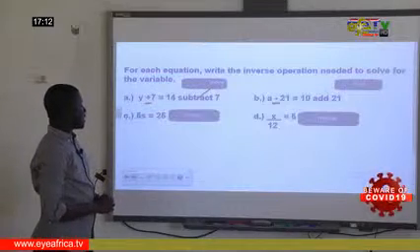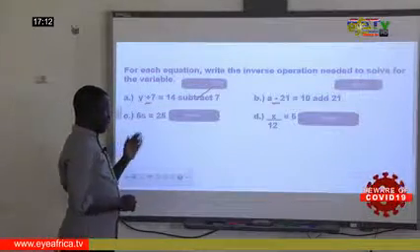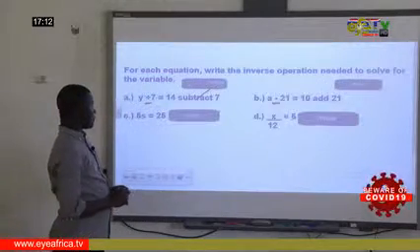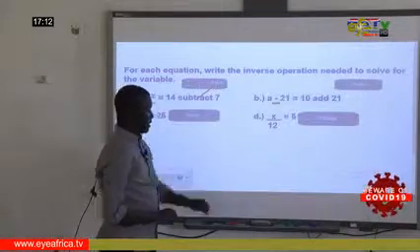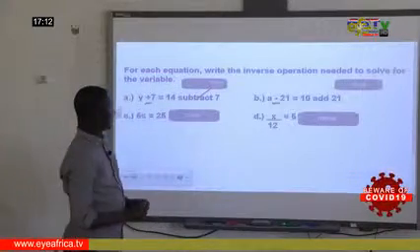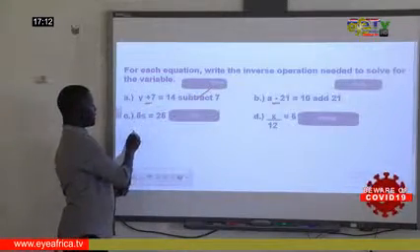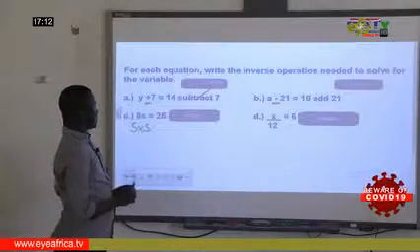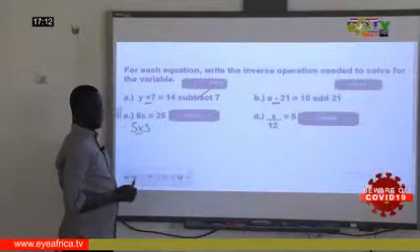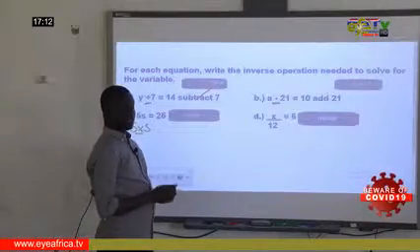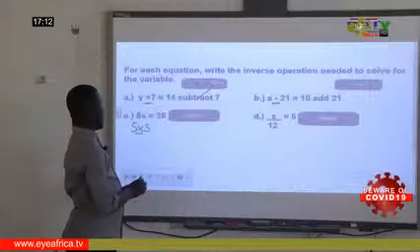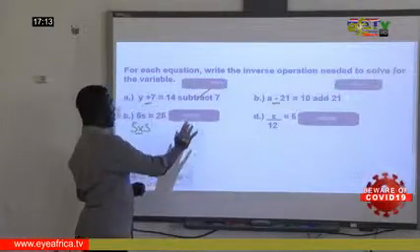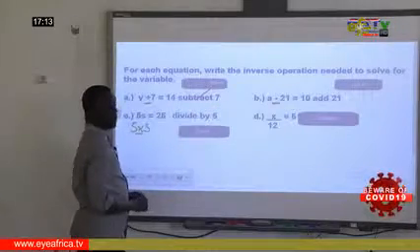C, 5s equals 25. Our equation here is 5s equals 25. For us to isolate our variable s here, we need to know the operation that we have here. 5s means 5 times s. Because we are multiplying here, the inverse of multiplication is division. So therefore, we will divide this by 5 so we can isolate our variable. Divide by 5.